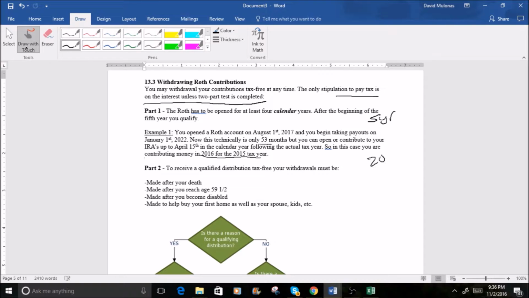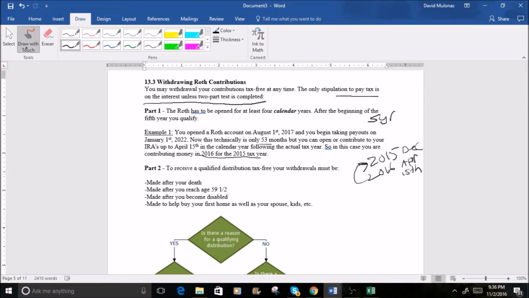So if you ended 2015 in December, you could actually contribute on April 15th, 2016, for this tax year here. So it allows you to bump around and get around it.